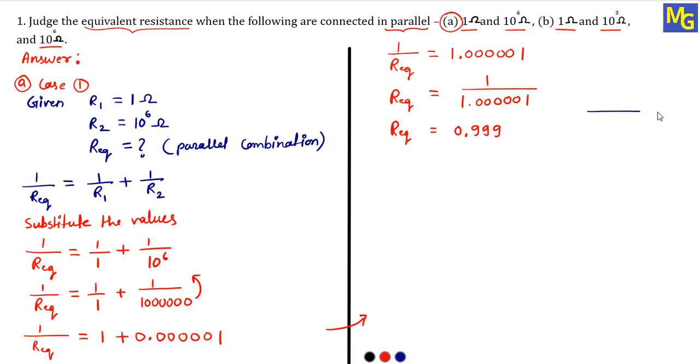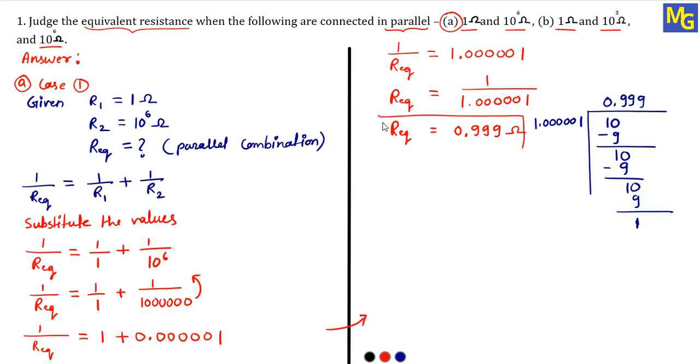How are we going to get this value? You can see here, this is our number and we are going to divide 1 by it. We cannot divide directly, so we take a 0 and a decimal. Multiplying by 9, we get 9, then subtracting, we get 1. Another 0 you can take, again by 9 you get 9, again minus gives 1, and like this it continues. So the answer is 0.999, and this is our equivalent resistance in the first case, that is A. Now we will see the second one, that is B.